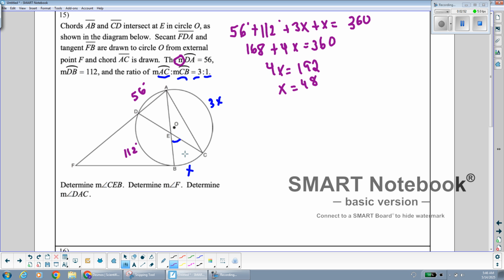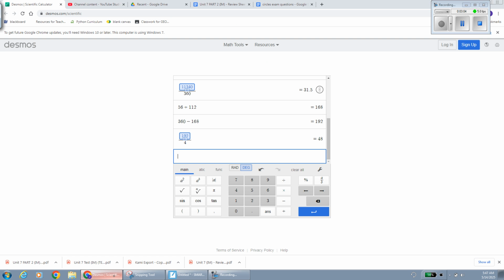And now let me divide by 4. The arc that I need for this angle is just x. So that is 48 degrees. But while I'm here, because I don't know if I'll need this arc measurement later, I'm just going to plug in 3x. So I don't have to do that later if it's necessary.